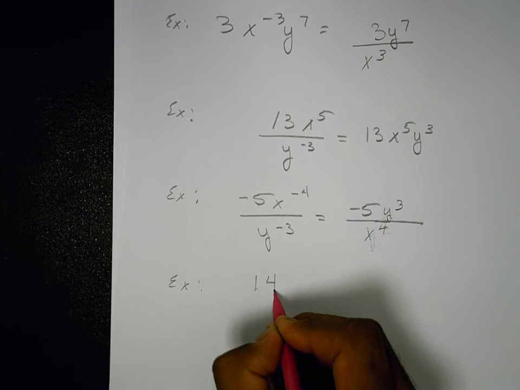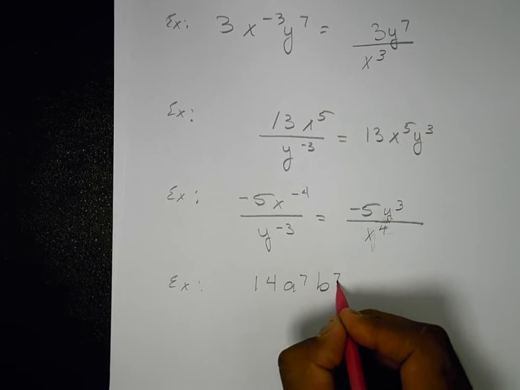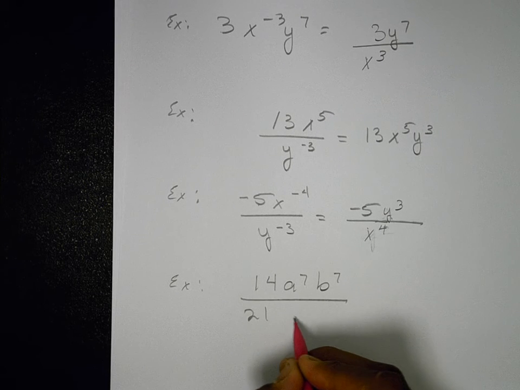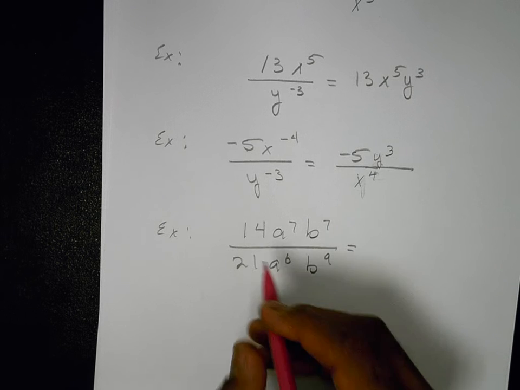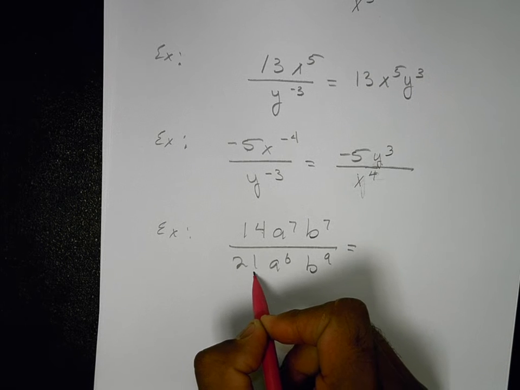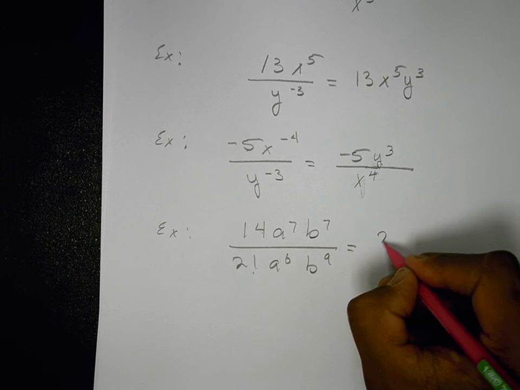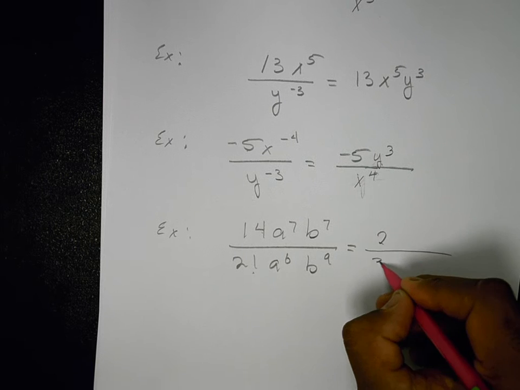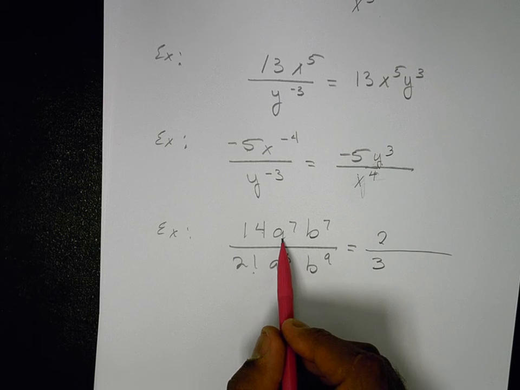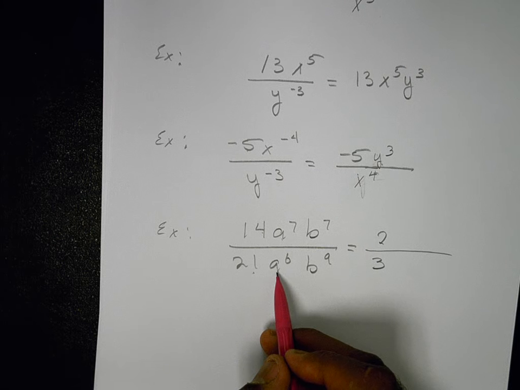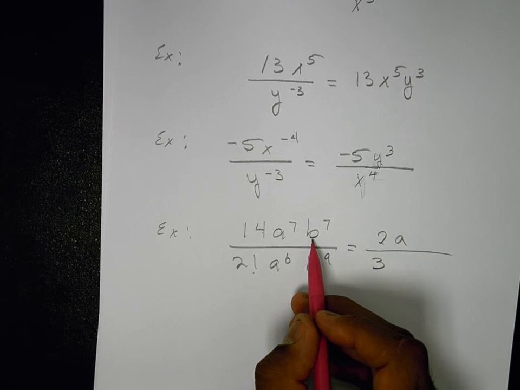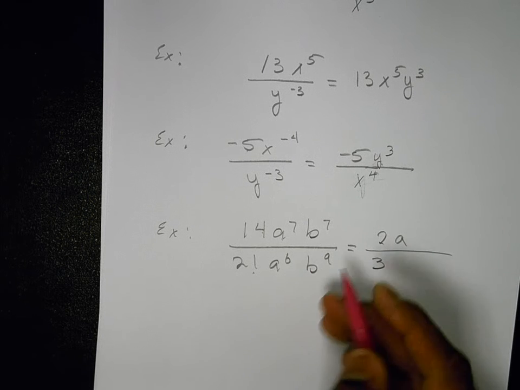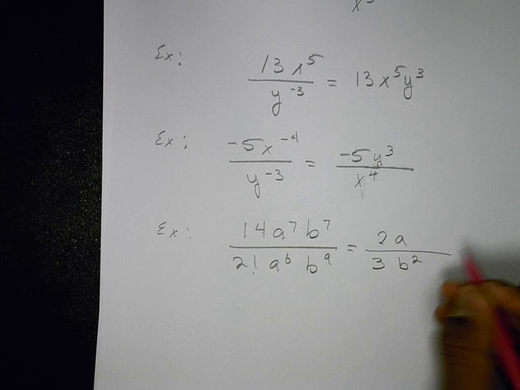14 a to the 7th b to the 7th, all over 21 a to the 6th b to the 9th. In this case, I can reduce the 14 and the 21. I can take a 7 out of both of those, so I get 2 over 3. I have 7 a's on top, 6 on the bottom. So if I did this one minus that one, it would be an a on the top. I have 7 on the top and 9 on the bottom, so I'll have 2 more on the bottom when I reduce them. And there's my answer.